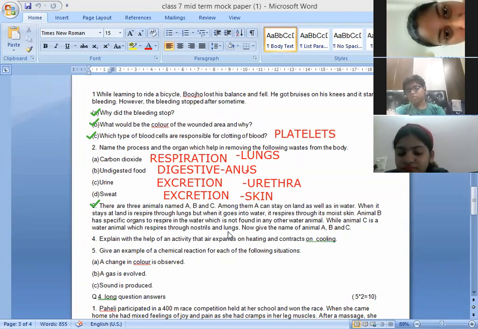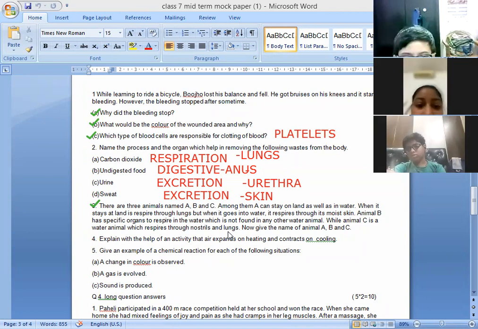Ma'am, dolphin also has nostrils. Yes, dolphin has nostrils and lungs. Aquatic animal which respires through nostrils and lungs. Think about it. You can write down two, whales and dolphins. So part A is clear to you. A is frog, B is fishes, and C is dolphins and whales.